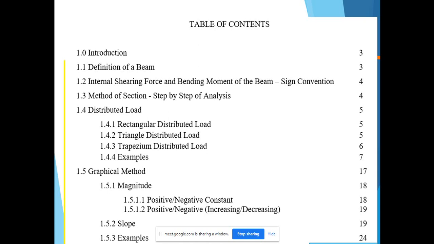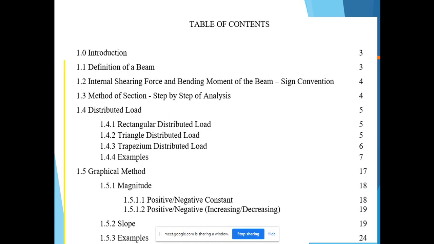Remember, in this chapter what we want to do is to draw the shear force and also bending moment diagram. There are two methods to draw that diagram. The first method is the method of section. I will explain what the method of section is, and then do some examples with step-by-step analysis of how to construct or draw the shear force and bending moment diagram.